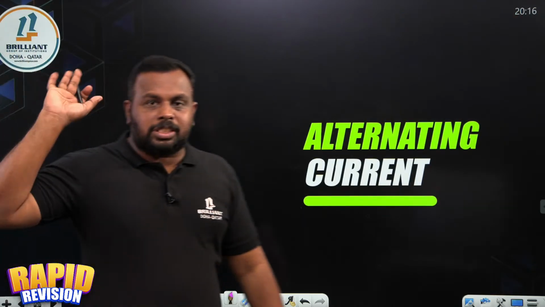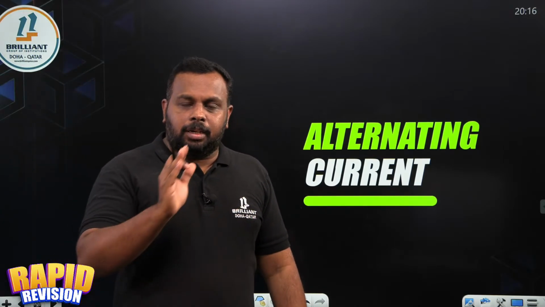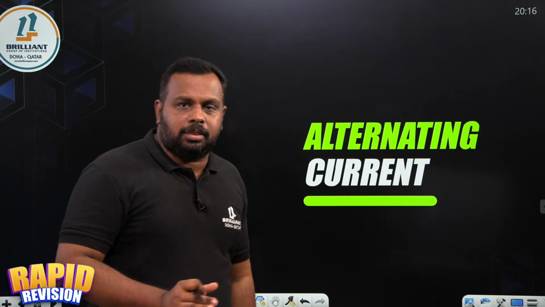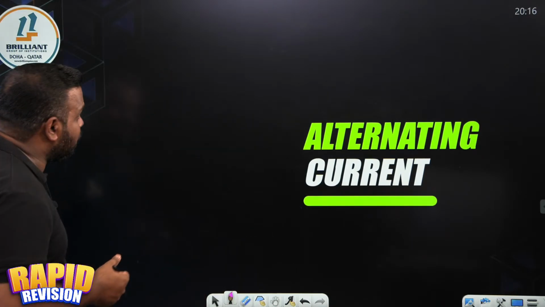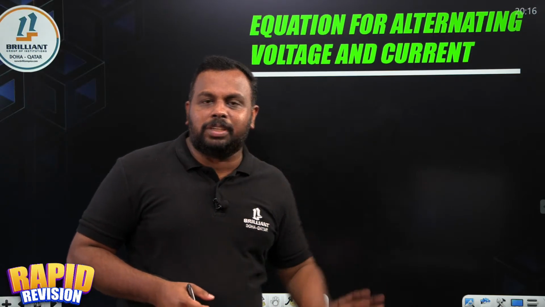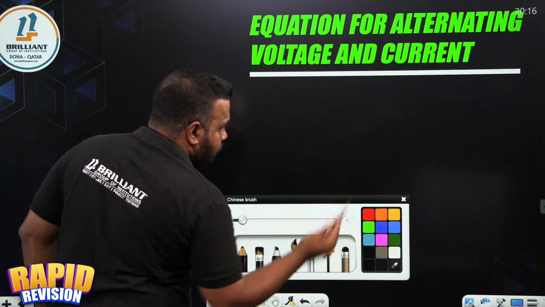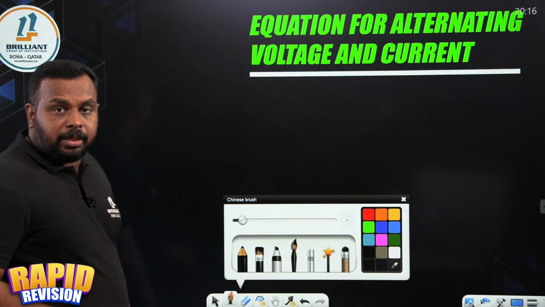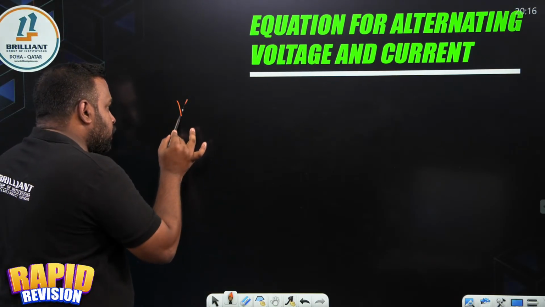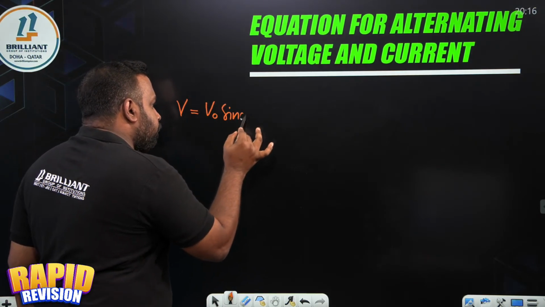Yeah. Now we are starting our next chapter. Alternating current, AC. Okay. Very important chapter. Many concepts are there. Quickly let's go to it. Equation for alternating voltage and alternating current. Already we discussed it. Tell me, what is the equation for voltage? E equal to E naught sine omega t, or we can use V also. Any notation is fine. So V equal to V naught sine omega t.